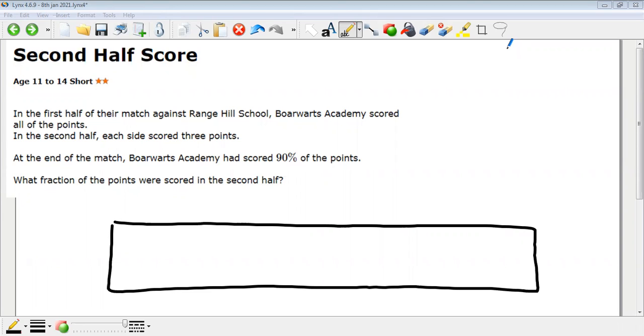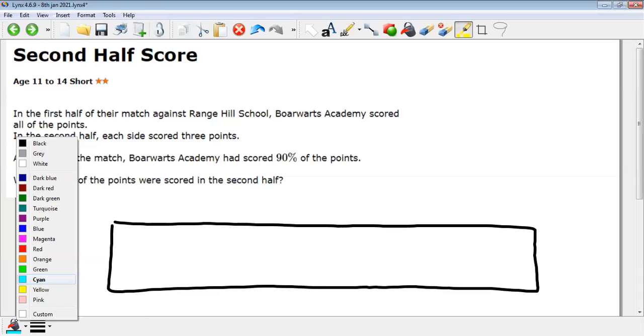So this first one here, second half score. In the first half of their match against Range Hill School, Bulwark's Academy scored all of the points. In the second half, each side scored 3 points. At the end of the match, Bulwark's Academy had scored 90% of the points. What fraction of the points were scored in the second half?